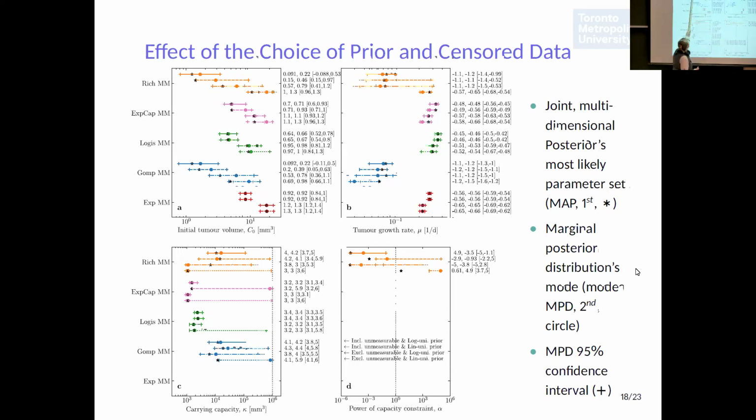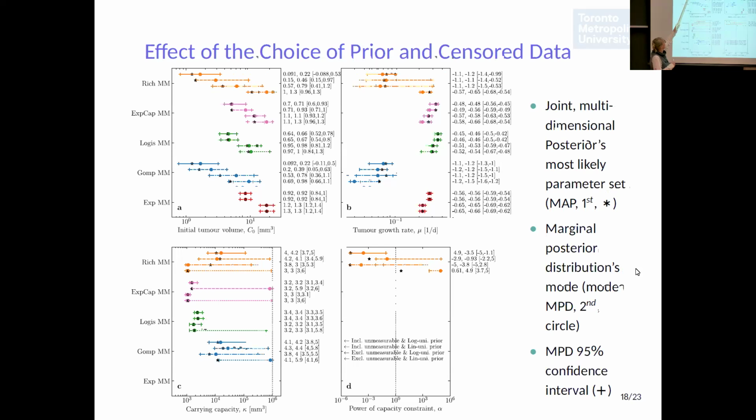Up here, this is estimating the initial condition for the Richardson's curve. When we include the unmeasurable data and use a log uniform prior, I forgot to mention the dot in the circle and the star. The star is the most likely parameter set from the joint posterior. And the circle is the marginal posterior's mode.